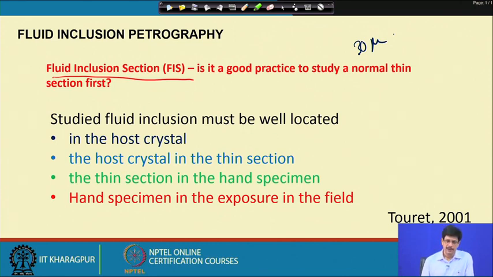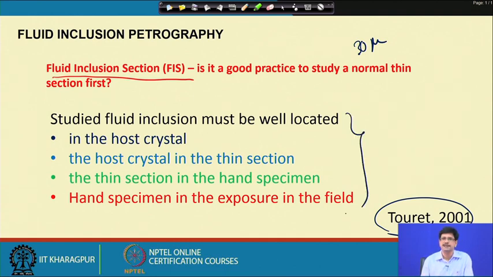Now, in the beginning, if you remember, we discussed that the fluid inclusion study actually begins during the time that we are doing the field work. We have defined the problem that we are trying to address, the issue of origin and evolution of the fluid in any environment. One of the experts in fluid inclusions, Jacques Touret, says that a studied fluid inclusion must be well located: well located in the host crystal, in the thin section, in the hand specimen, and the hand specimen in the exposure.